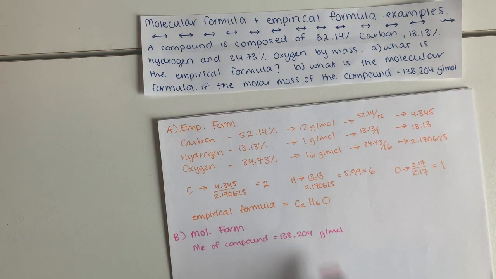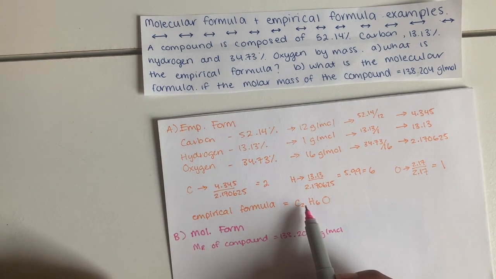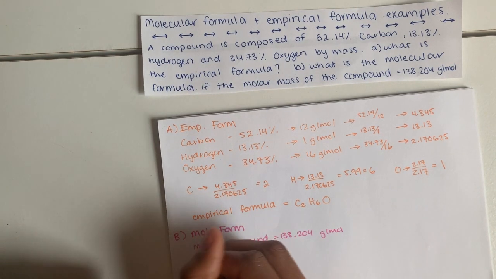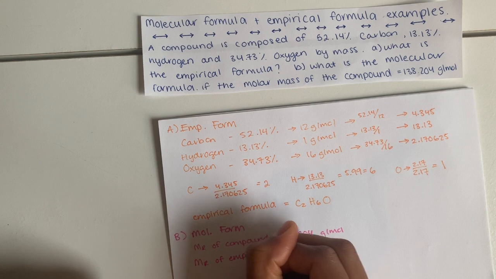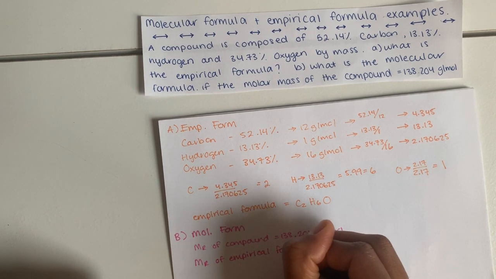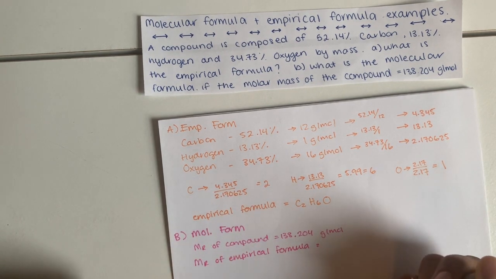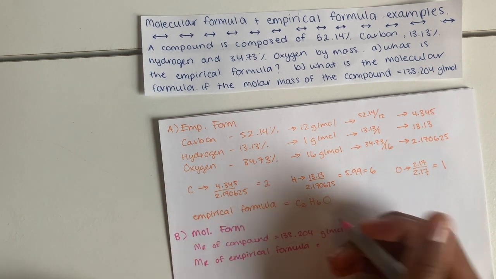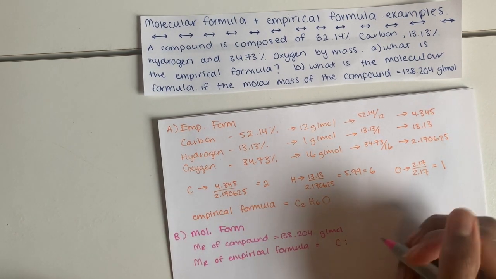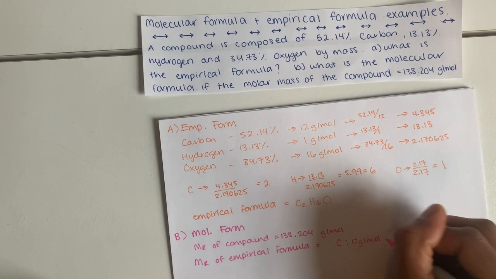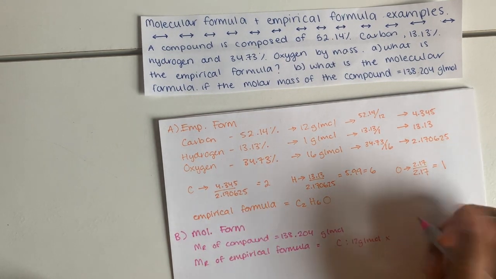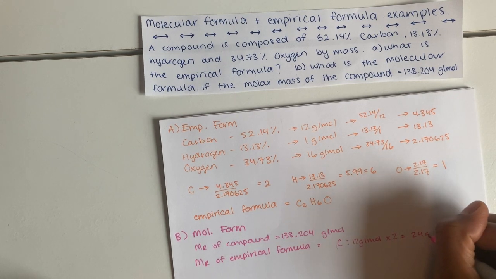Now, what are we going to do with this number? We need something else, right? What else is it that we need? We need the molar mass of the empirical formula. So let's calculate that. We have C weighs 12 grams per mole. And how many of them do we have? We have 2, which gives us 24 grams per mole.